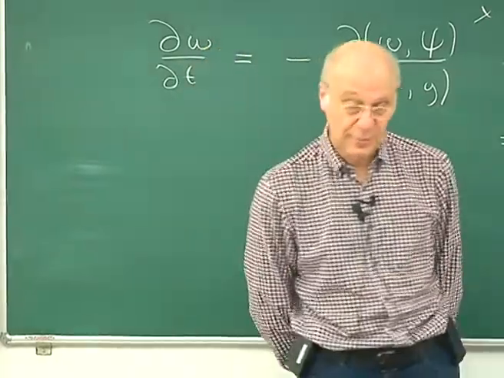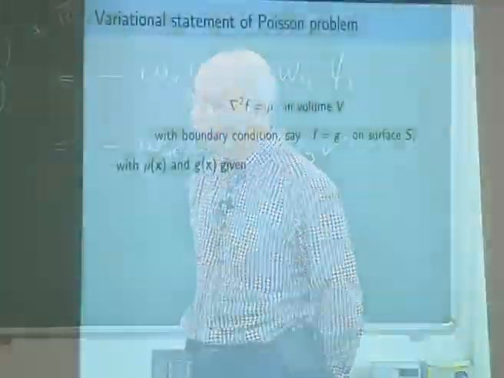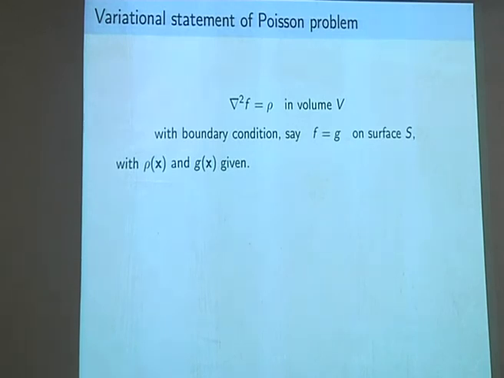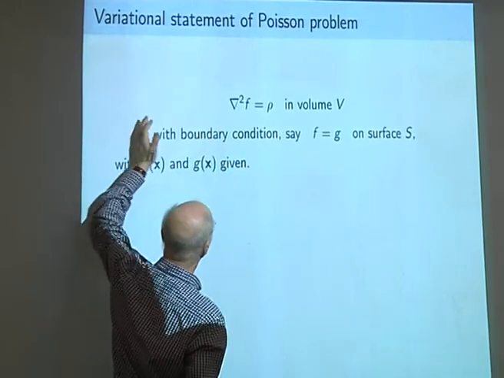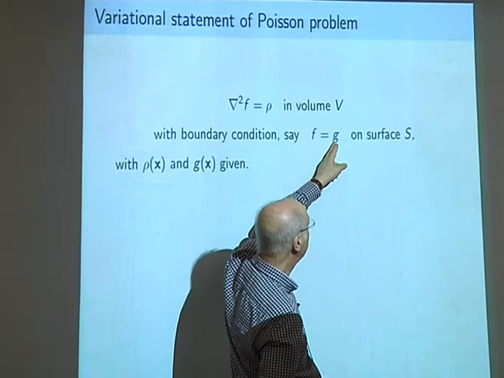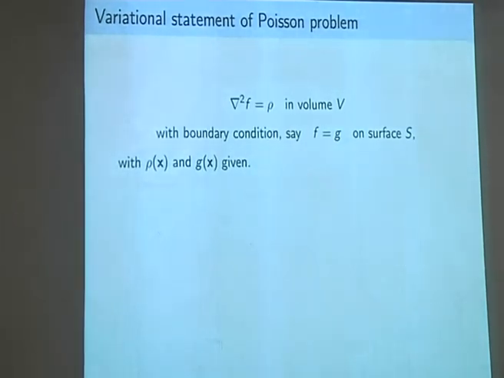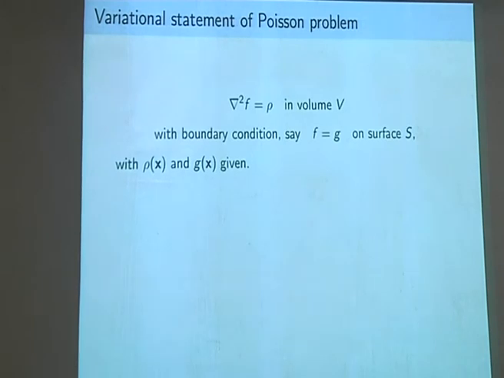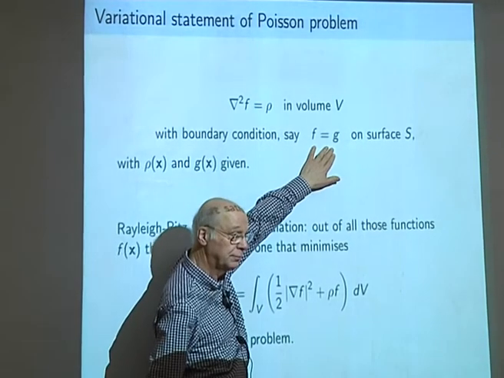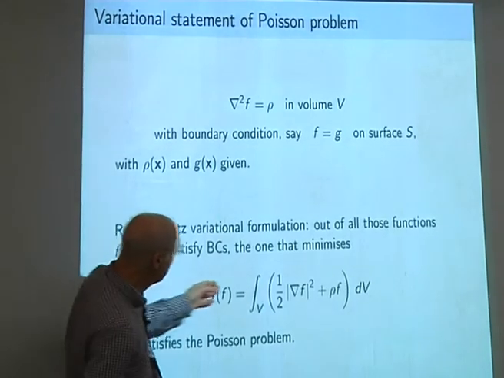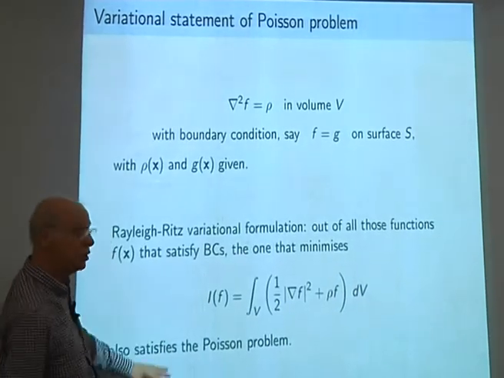Right. So for the Poisson problem, there is a variational statement. Our Poisson problem is del squared of some unknown function equal to a given rho, and the unknown function equal to a given g on the surface. There is what's called a Rayleigh-Ritz, also called other things, variational formulation, which says the function f which satisfies the boundary condition, f equals g on the boundary, and minimizes this integral, happens to solve the Poisson problem.